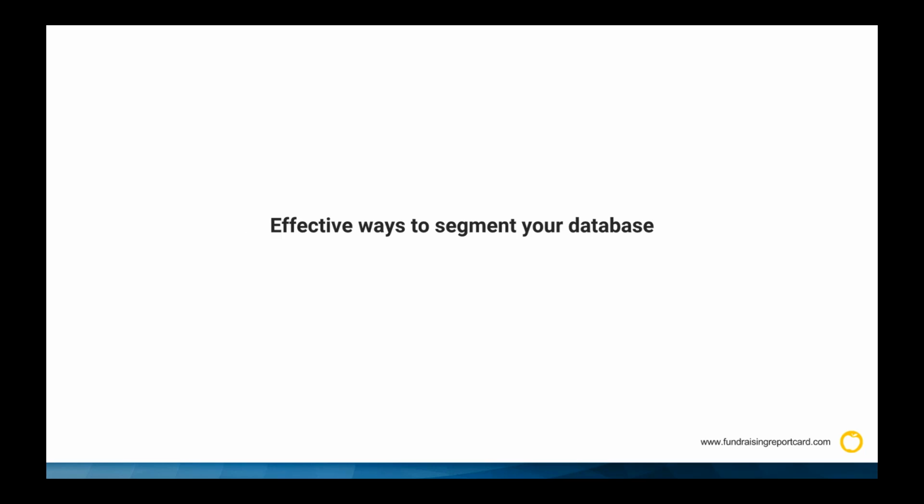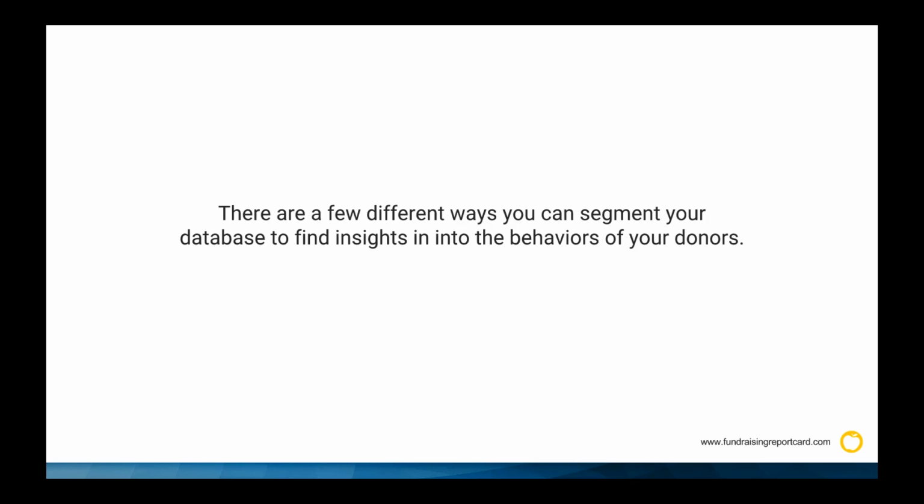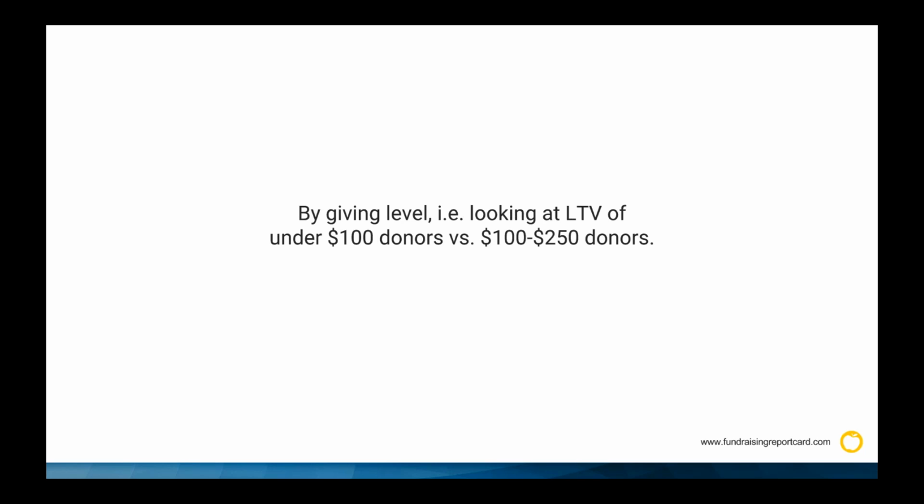Okay, we are through a third of our materials here, so I think we're making good time. Effective ways to segment your database. So there are quite a few. I'm going to list a couple here, but there are quite a few different ways that you could segment all that information you have about your donors, right? You could look at things by giving level. So let's stick with the LTV, for example. We could look at what is the lifetime value of an under $100 donor versus the lifetime value of a $100 to $250 donor, right? The under $100 donor lifetime value will be less than the $100 to $250 donor.